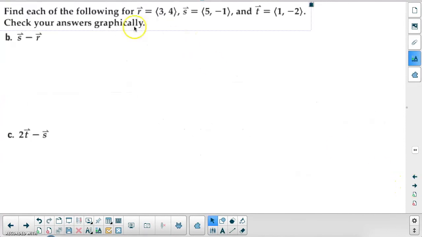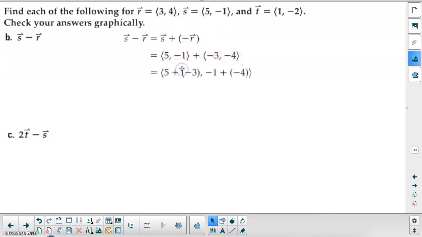Okay, next let's take a look at some more examples using r, s, and t. So solving algebraically, vector s minus vector r will have vector s plus the negative of vector r. So we'll have 5, -1 plus the negative of vector r, which will be a -3, -4. So we have 5 plus -3, -1 plus -4, which gives us 2, -5.